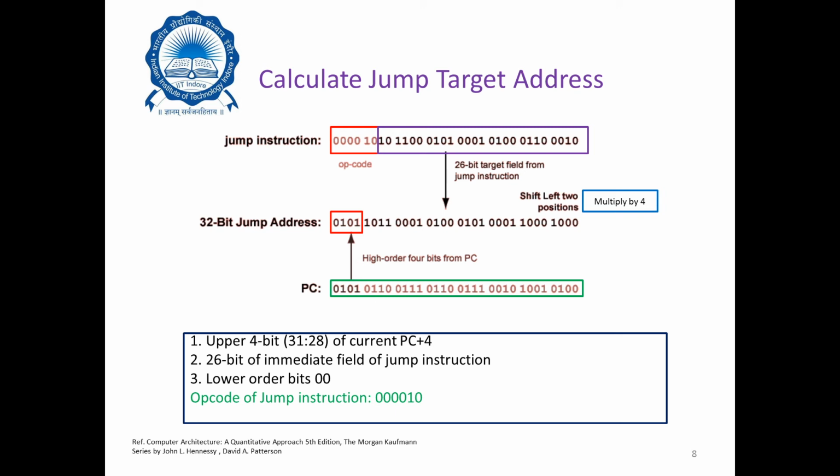As I said, the locations in memory have to be multiples of 4, because we are storing 4 bytes in every location, right? Therefore the updated PC is given by PC plus 4. So the upper 4 bits of PC plus 4, plus the 26 bits of the immediate field of the jump instruction, plus the lower-order 2 bits, which are 00, give you the complete 32-bit jump address. In the next slide I'll also show the generic formula. Okay, so let's see.